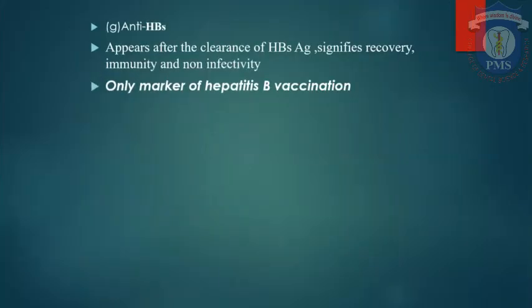And the last antibody marker is anti-HBs. This antibody marker appears after the clearance of HBs antigen. Its presence signifies recovery, immunity, and non-infectivity. Anti-HBs is the only marker of hepatitis B vaccination.